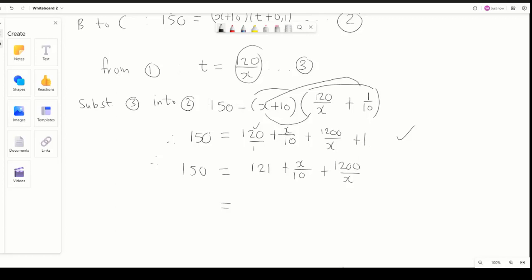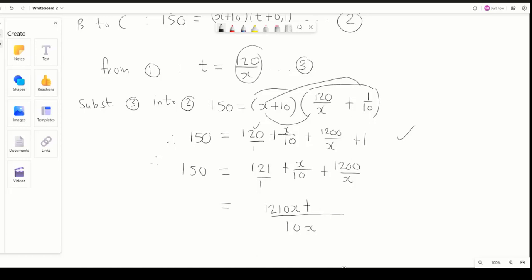So let's just get the LCD there. Say it's 10x. 121 over 1, right? Goes in there. 1 goes in there, 10x, 10x times that, it's 1210x. Right? So I multiplied 121 by 10. I just add a 0 there and x, okay?